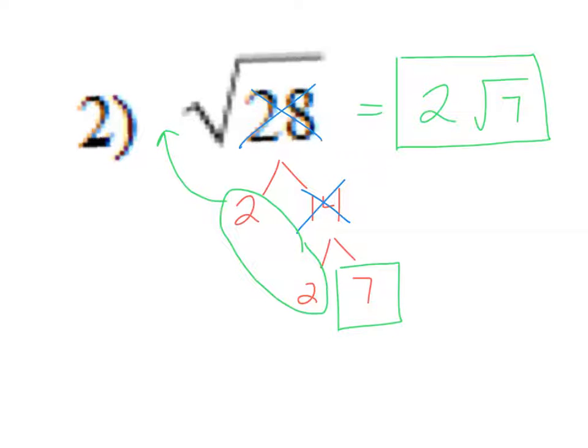So again, these are exact solutions. It's exactly this. If you were to plug this into your calculator, a lot of you guys are probably getting something like 5.29 out. And that's awesome, but that's approximate. That's about what your answer is. This is exactly what your answer is.